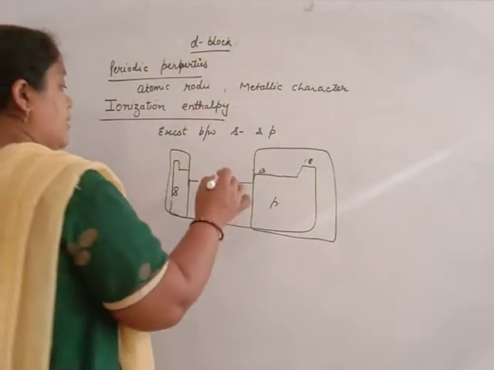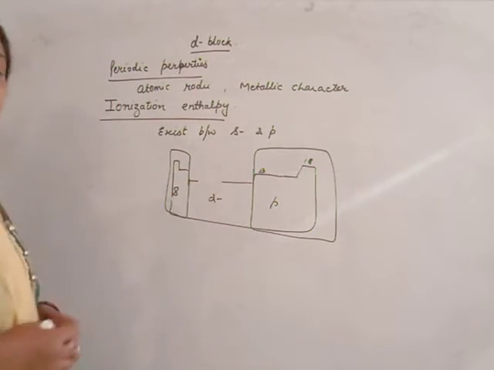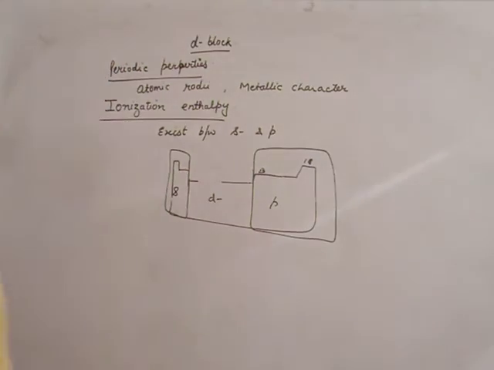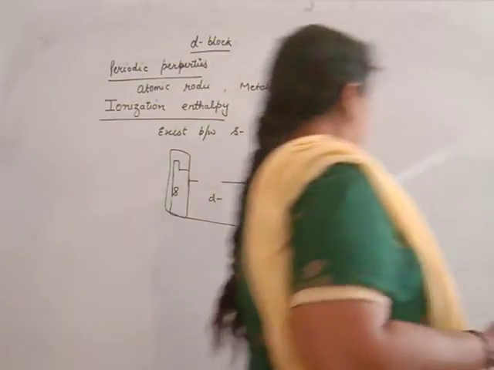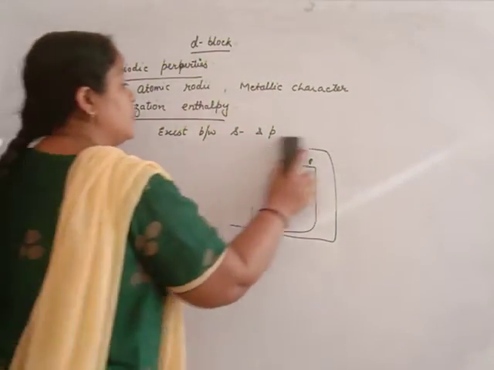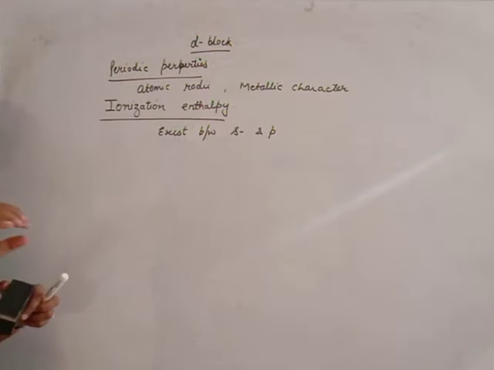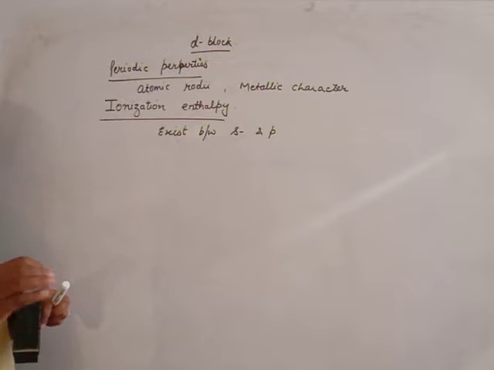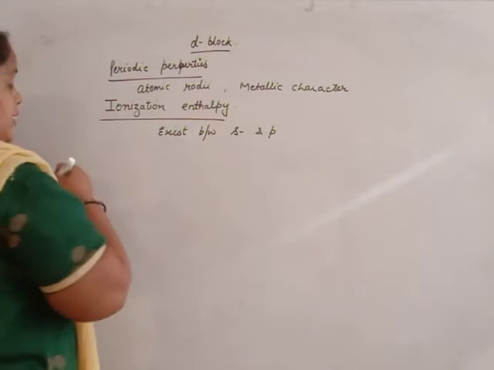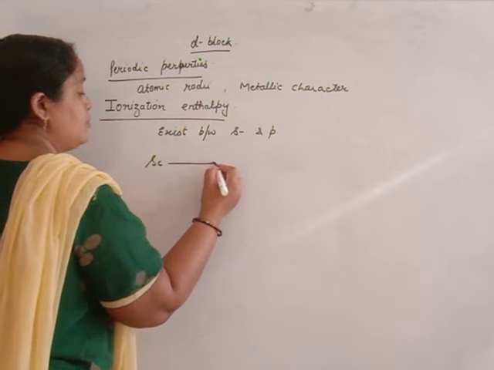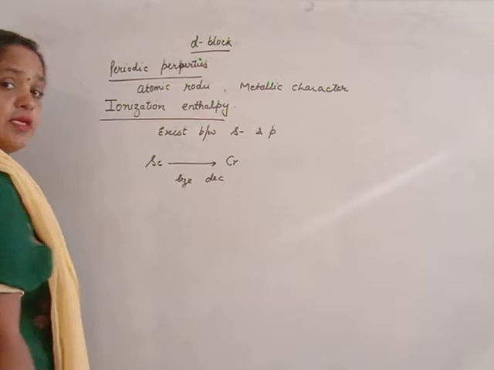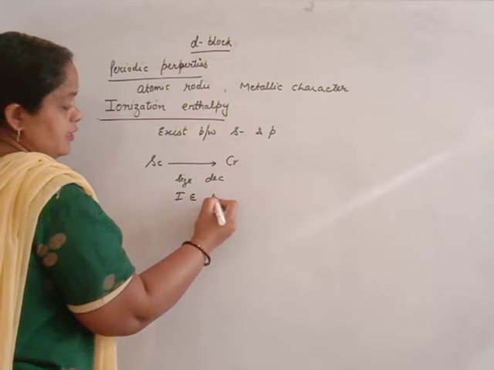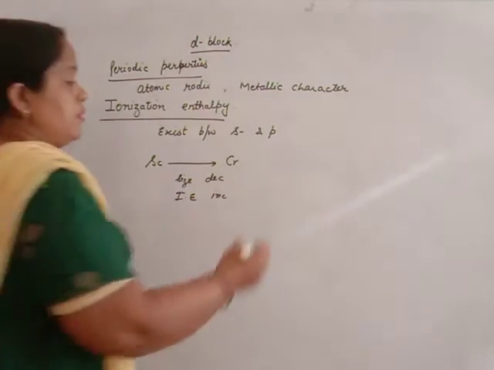Then according to the series, ionization energy will be in accordance with atomic size. As we move along the period, atomic size decreases, ionization energy increases. As we move from scandium to chromium, atomic size decreases. It means ionization energy increases.